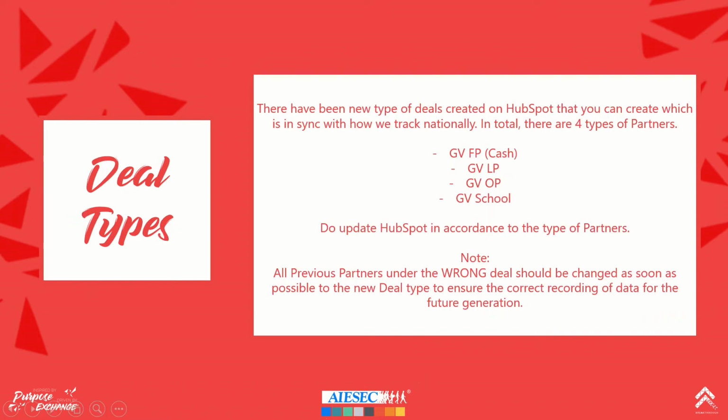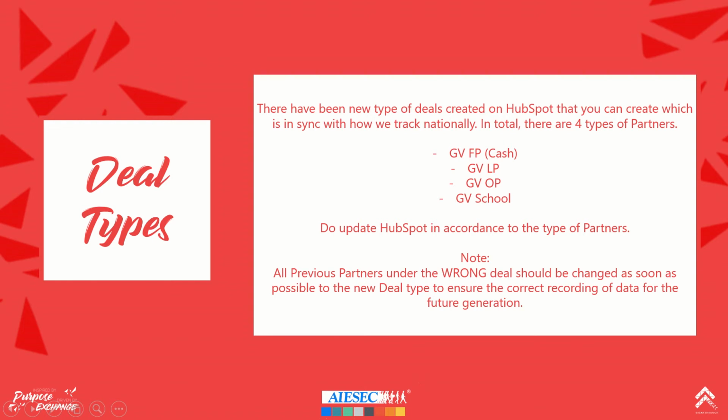Next, we talk about deal types. There are new types of deals you can create on HubSpot, in sync with how we track nationally, which is 4 types of partners: GVFP, GVLP, GVOP, and GB School. So make sure that you update HubSpot in accordance with the type of partners.